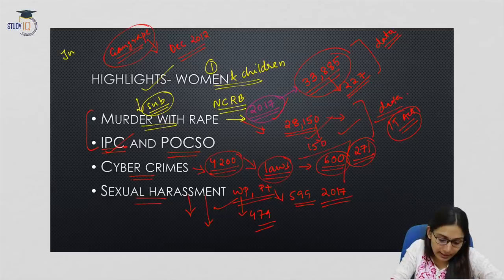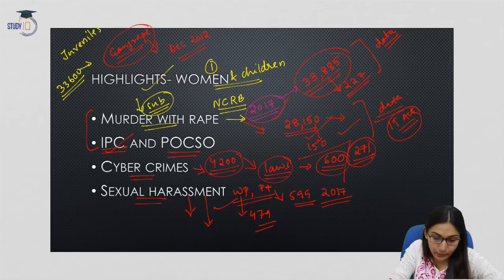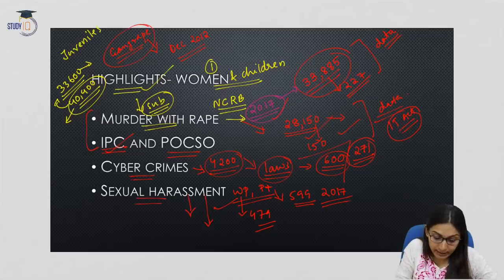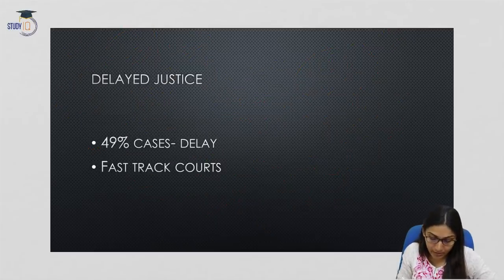Now next one is the cases against juveniles. Around 33,600 cases were registered against juveniles, and 40,400 juveniles were arrested in this year. So out of 40,400 arrested juveniles, around 33,600 cases were registered. Now these are the highlights available regarding women and children.